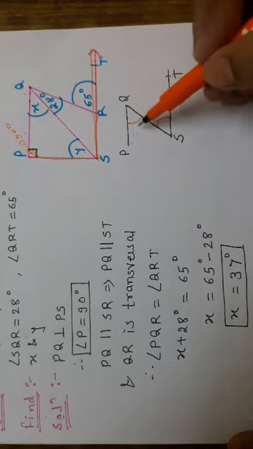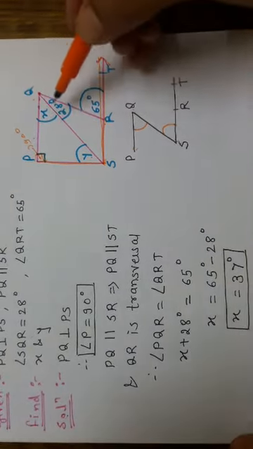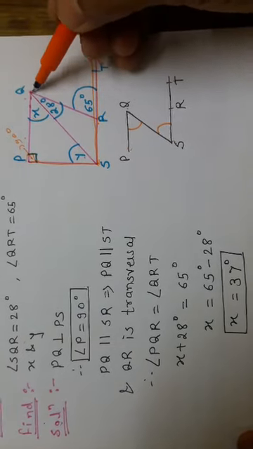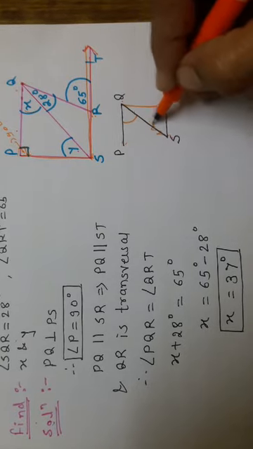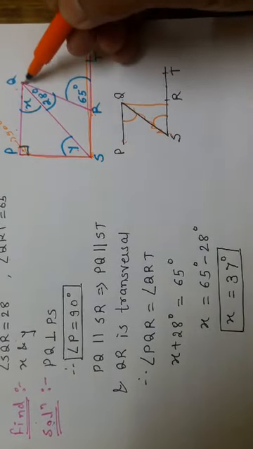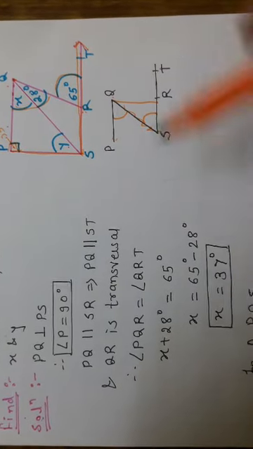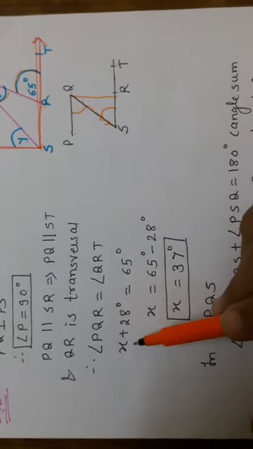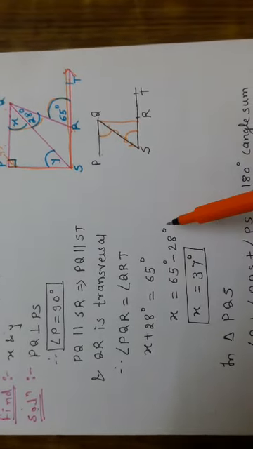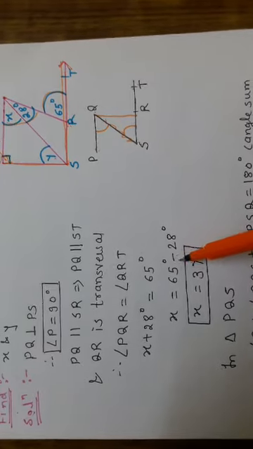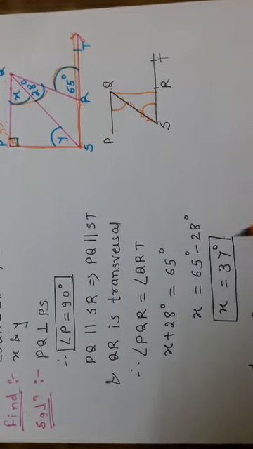PQS is made of QR, QR is actually required here. Okay, so this angle PQR is equal to 65 degrees because of alternate angles. So PQR is made by X plus 28 degrees, which is equal to 65 degrees. We will shift 28 to the right hand side. So X is equal to 65 degrees minus 28 degrees.